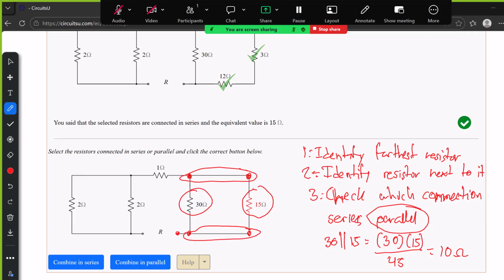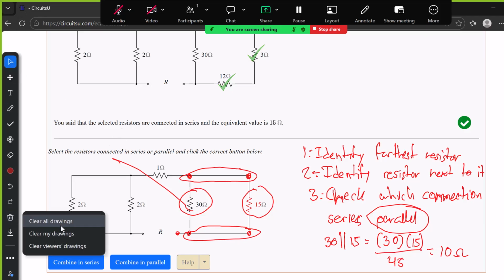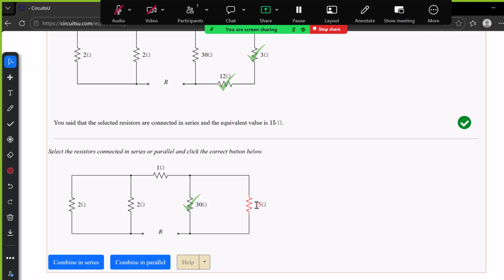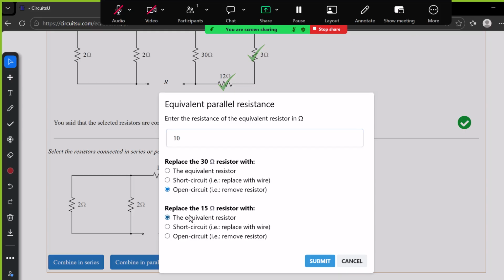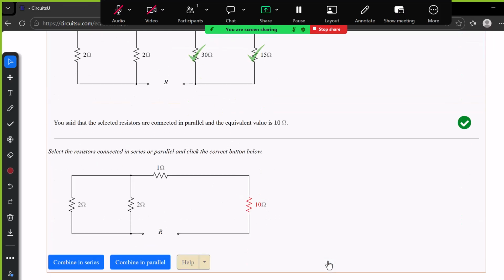So now the next thing is to select. Let me change to a cursor. We're going to select these two resistors, the 30 and the 15, and since they are in parallel, we need to replace one of them with an open wire so as to simplify the circuit. It doesn't really matter which one. So I will just replace the 30 with an open circuit, and I will put here 10 ohms in place of the 15 ohm, the equivalent resistor. So that's how we simplify. And then once we do that, we have the correct answer.